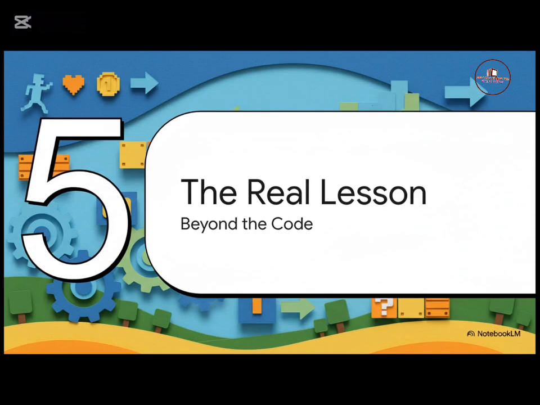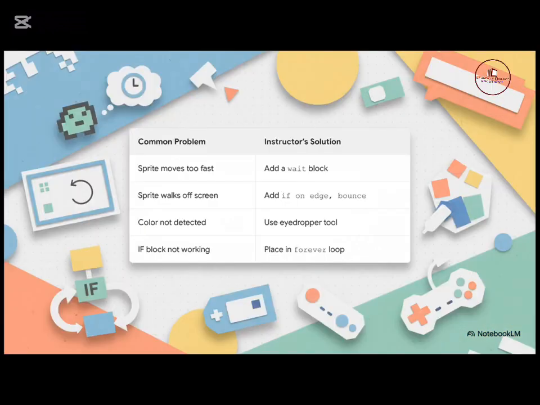But if we zoom out for a second, the most brilliant part of this whole lesson plan isn't just what it teaches, it's how it teaches. There's a much deeper strategy going on here, something that goes way beyond just the code itself. Check this out. This table is from the instructor's notes. It's a list of common problems that students are pretty much guaranteed to run into and the solutions for them.